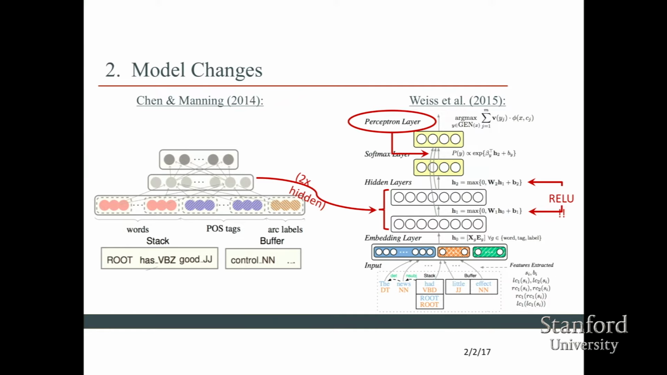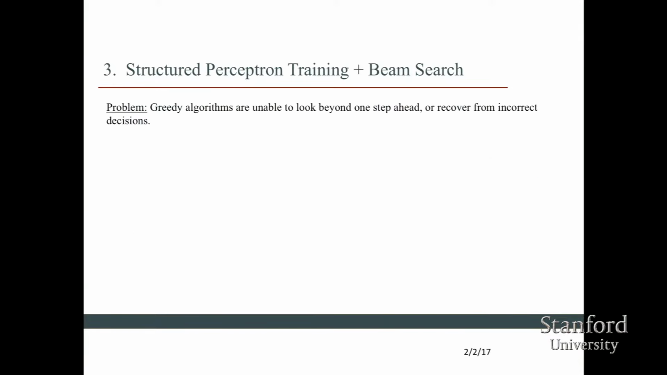And notice that the arrows show that it takes in as input the outputs from all of the previous layers in the network. So this perceptron layer wants to solve one particular problem. And this problem is that greedy algorithms aren't able to really look ahead.